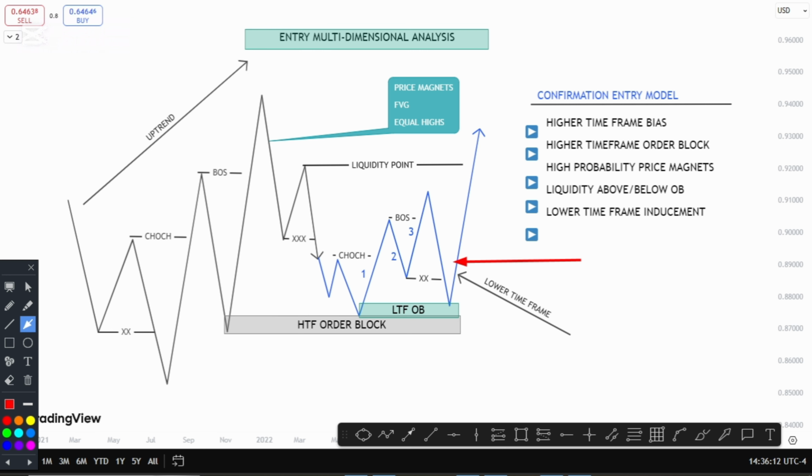We wait for a 1, 2, 3 move, which is an inducement for early buyers or sellers, and liquidity to be formed above the order block for a bullish market and below the order block for a bearish market. Once the liquidity has been swept out, which we can see at this level here, we take the trade here with our stop loss below the order block and take profit at the liquidity points.